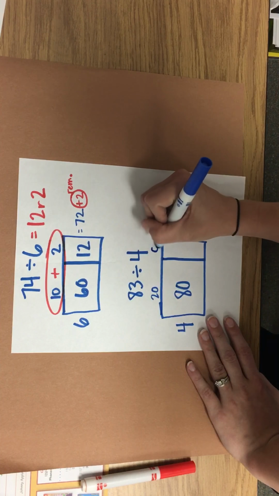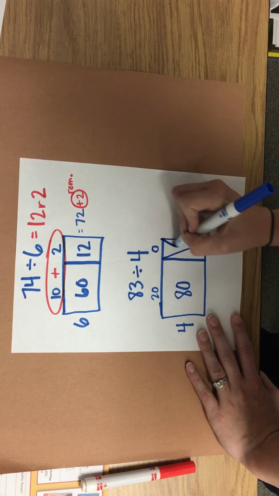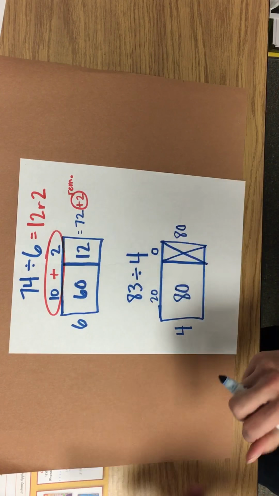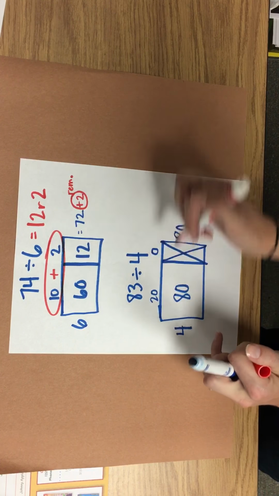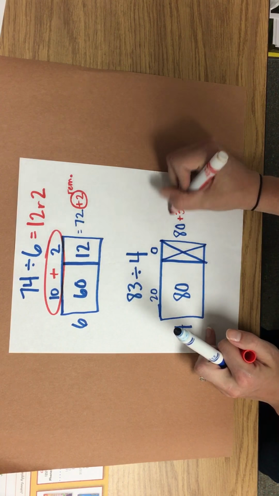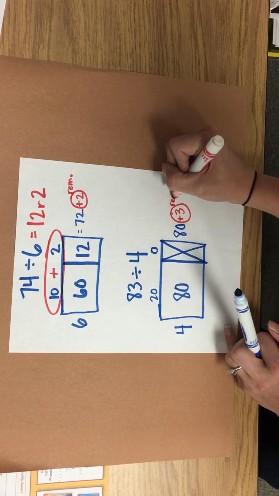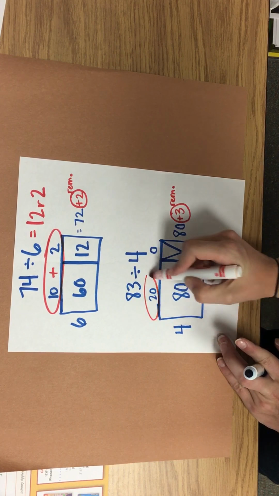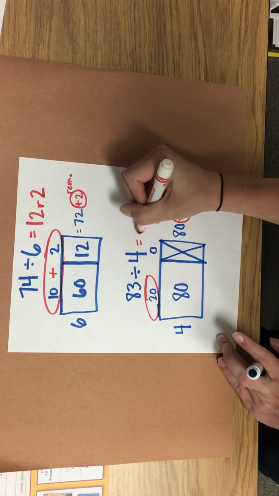Okay, so this one, I'm actually not going to use this box at all, because right here I have 80. Another group of 4 would put me over. So in order to get to 83, I need to add 3, making 3 my remainder. So my answer here is 20 with a remainder of 3.